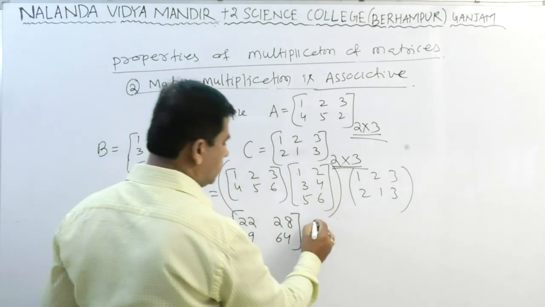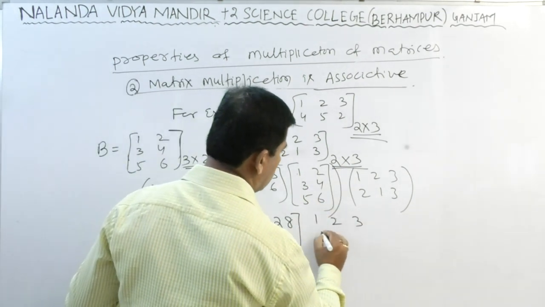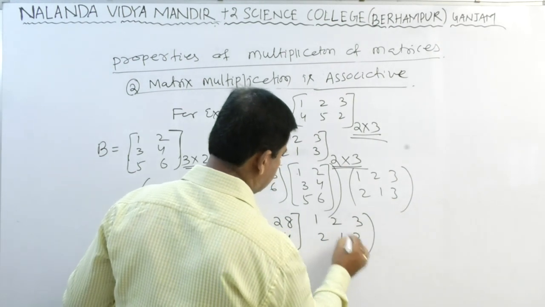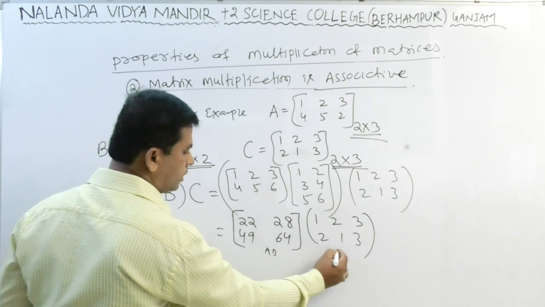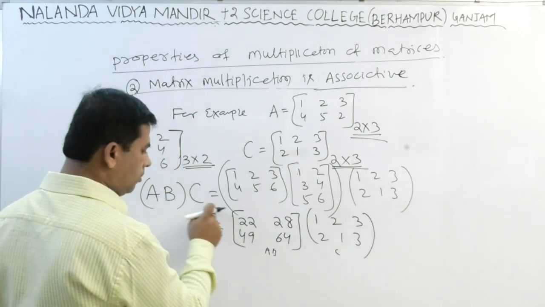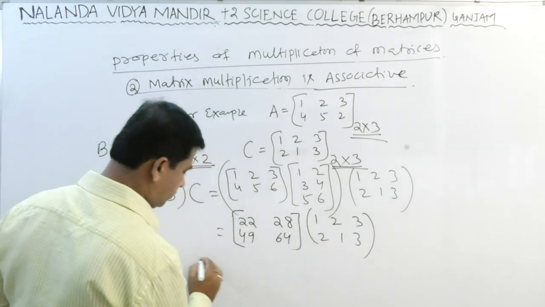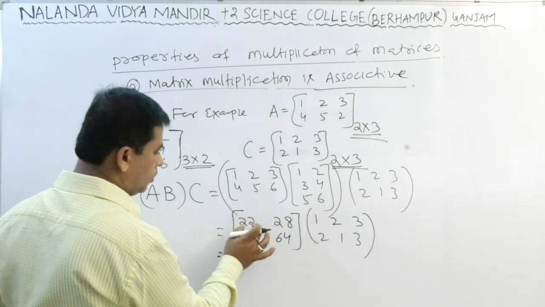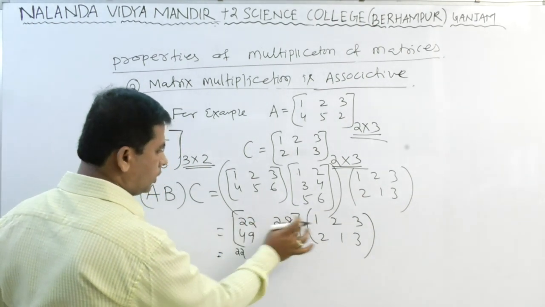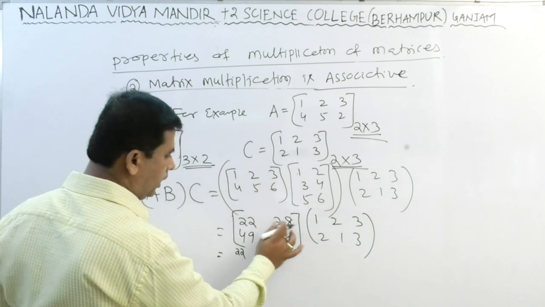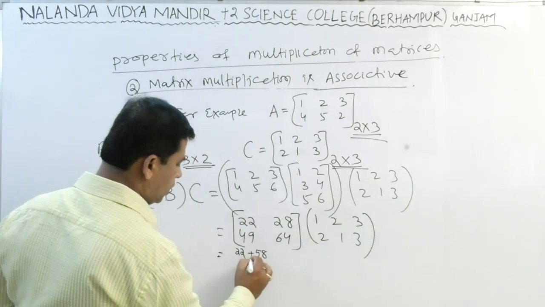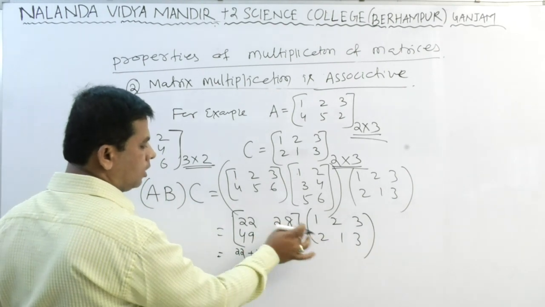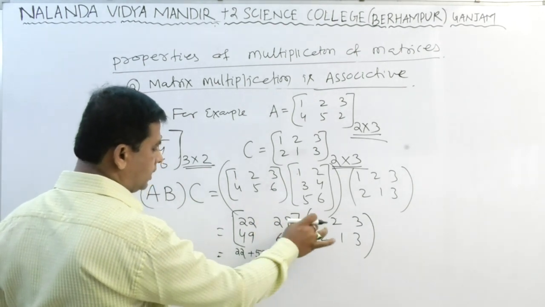Then we multiply with C. That is 1, 2, 3, 2, 1, 3. Now we multiply. This is our AB and this is C. Then we can find AB with C. That is equal to first row, first column: 22 into 1, 22 plus 28 into 2, that means 58. That is first row, first column.